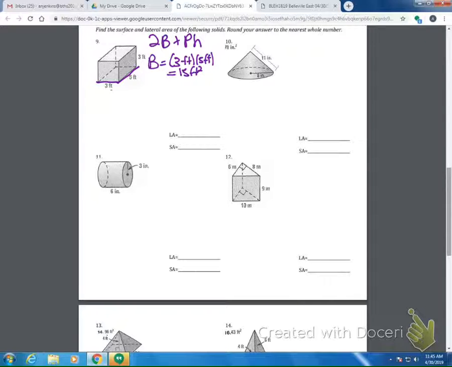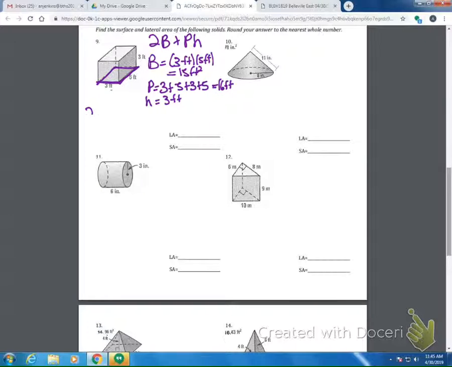So Gabby, what is the perimeter? You have 3 and 5 and... 14. Are you multiplying it? You are adding it. So 3 plus 5 plus 3 plus 5. You're a little off. 16. 16 feet. Okay, and then we have our height, which I'm just going to give you, is 3 feet.